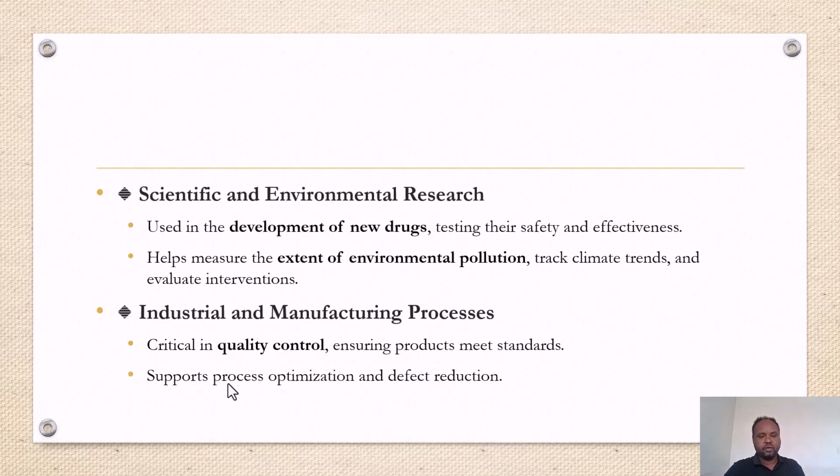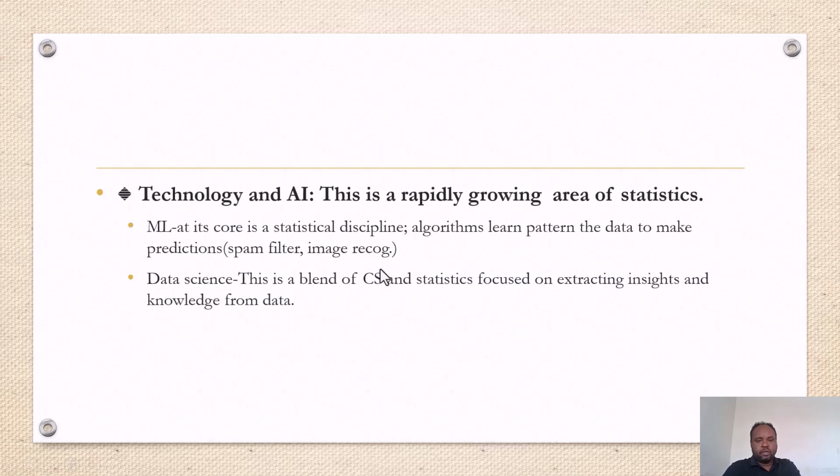The other area of study where statistics is vastly applicable is industrial and manufacturing processes, in which it is critical in quality control, ensuring products meet standards through statistical process control. This supports process optimization and defect reduction. Right? Statistics is also applicable in technology and AI, artificial intelligence.